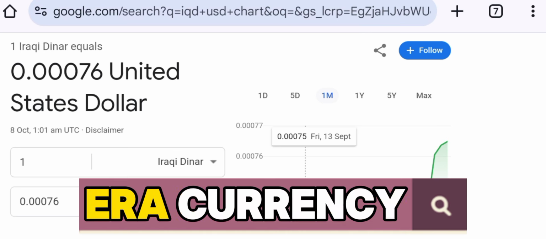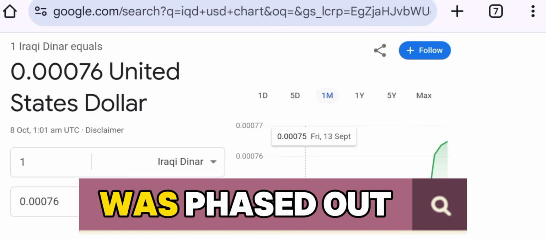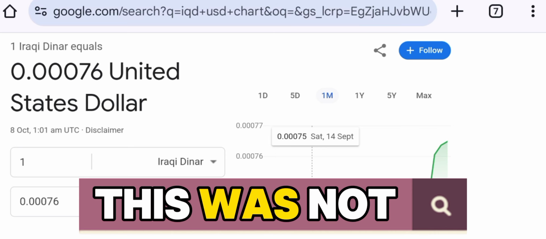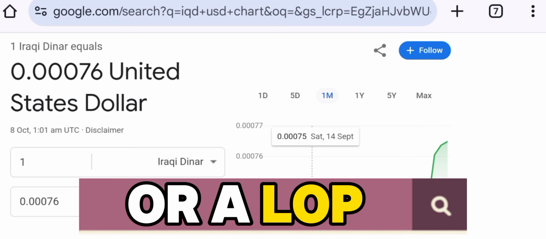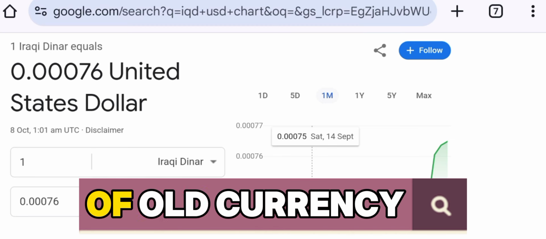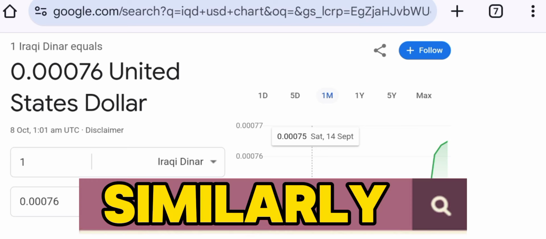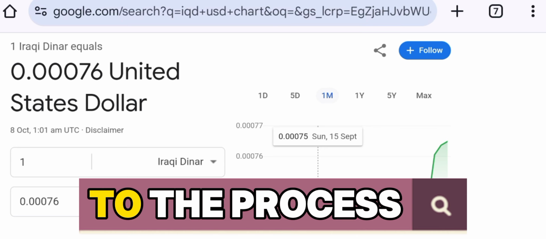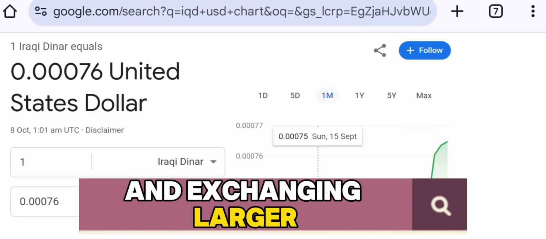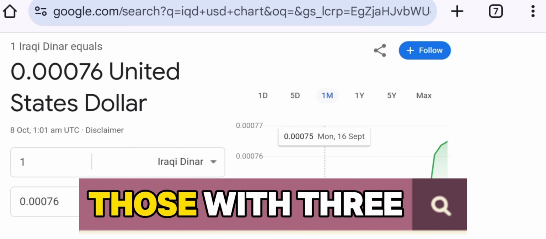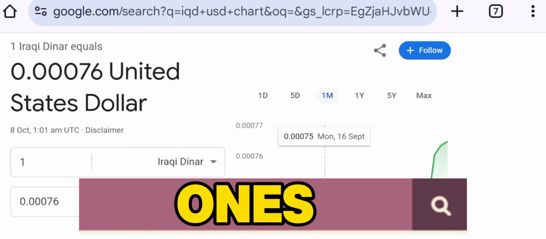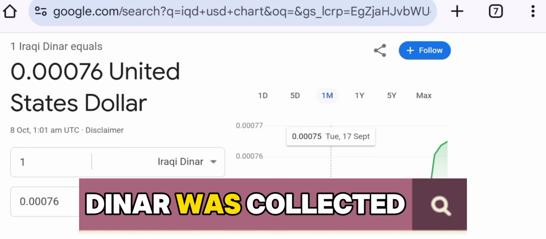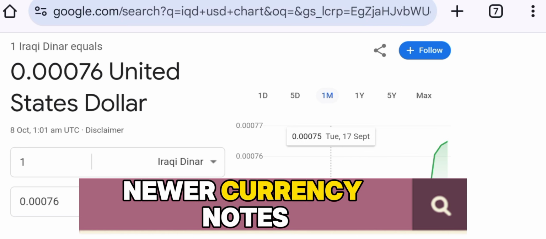When the Saddam-era currency, the Swiss dinar, was phased out, the Central Bank of Iraq introduced new banknotes. This was not a redenomination or a lop, but rather a straightforward swap of old currency for new. Similarly, when we talk about deleting zeros from the Iraqi dinar today, it refers to the process of collecting and exchanging larger denominations of currency, those with 3 zeros, for smaller ones. Essentially, this is repeating the earlier process when the Swiss dinar was collected and swapped for newer currency notes.